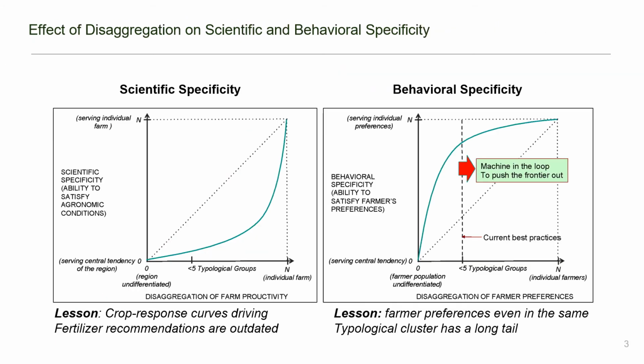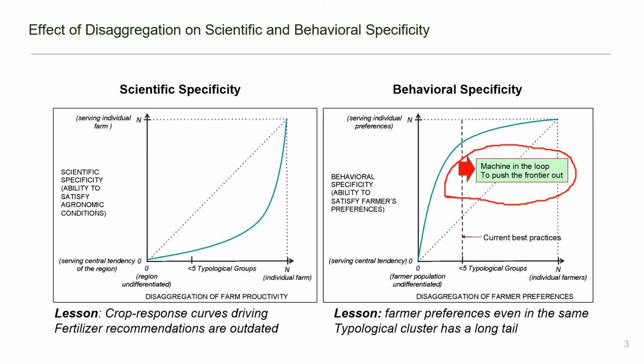So let's look at how the disaggregation affects the scientific and the behavioral specificity of the recommendation. For the behavioral specificity, we found from our experiments that the farmer preferences, even in a single typological cluster, has a great deal of diversity, or in other words, has a long tail. And this long tail is what a machine in the middle may be able to cater to.